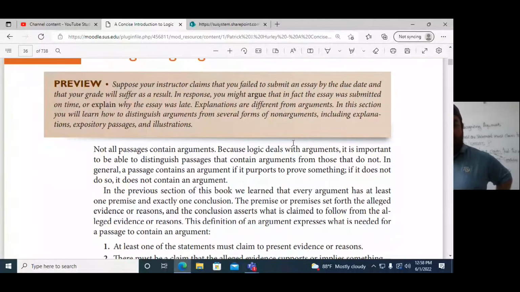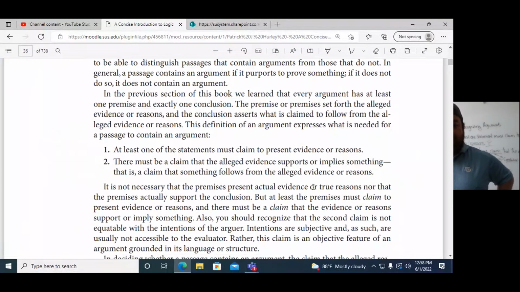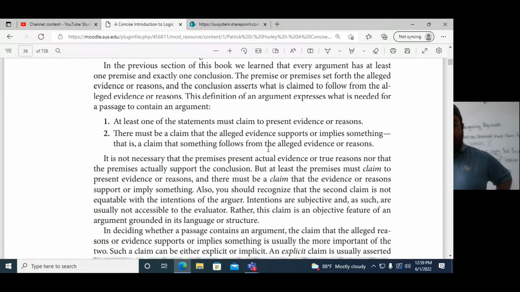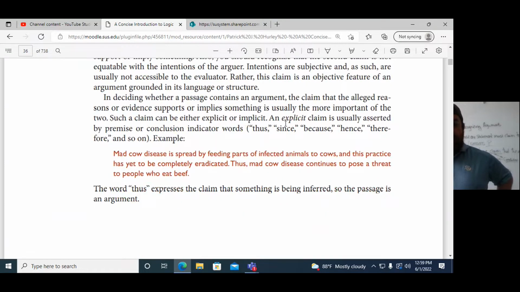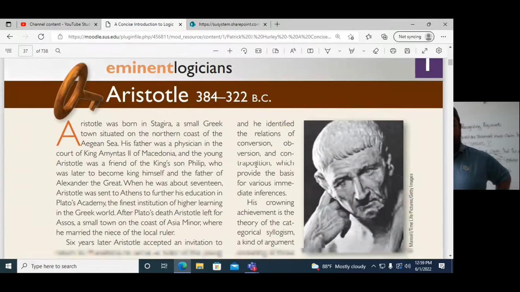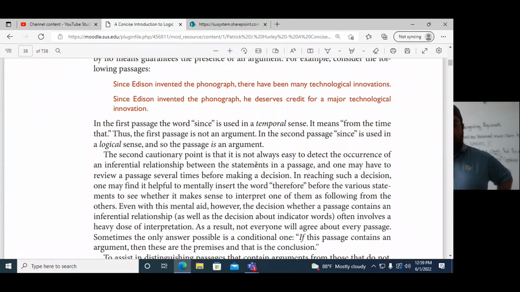All right, so here's the recognizing arguments section, and here are those two properties. You'll see the word claim, as defined here. A claim is that something follows from alleged evidence or reasons. A claim, a statement that follows from evidence or reasons, is also called the conclusion, right? Now, an explicit claim is usually asserted by premise or conclusion indicator words. So explicit claims are just that: the indicator words are present. An implicit claim is a piece of reasoning without the conclusion indicator words. That's really all it means.